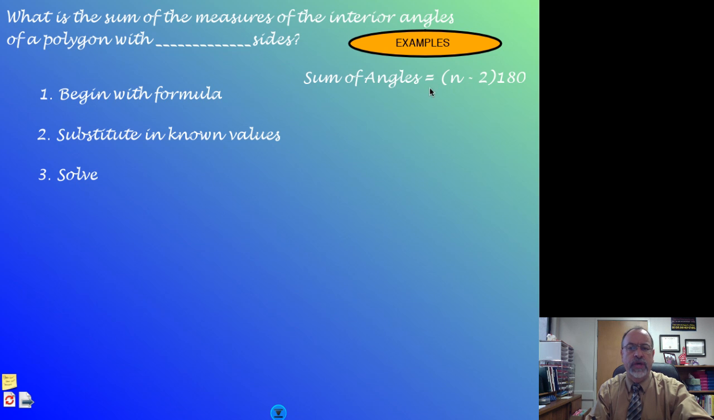And again, we can apply this two ways. If we know the sides, we can put the n here. And if we know the angles, we can put it here and solve for n. We'll do a few examples of both so you get to see it. And then hopefully that will be helpful to you.